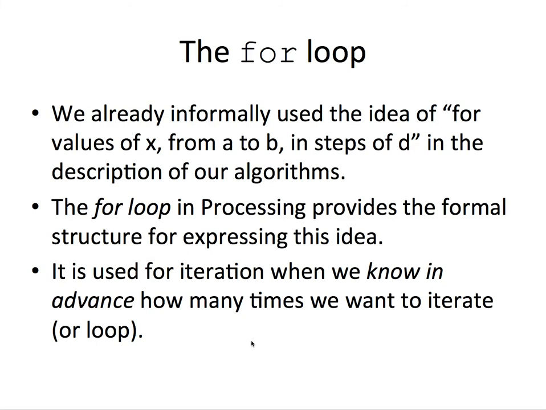Now, how do we actually go about implementing this in Processing? Well, we have this idea of, for values of some variable, let's call it x, or diameter, or whatever, the range of which is a to b, and it moves in steps of d, we can formalize this in Processing using the for loop. So we use it for iteration where we know in advance how many times we want to loop. All the examples we've seen so far fall into this category, like 13 lines and 3 circles and so on.